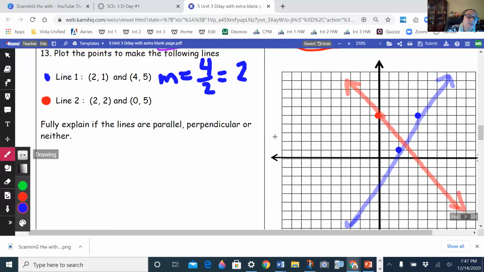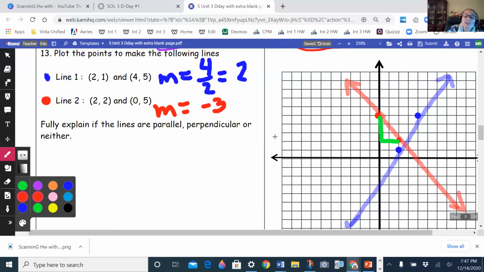Now I'm going to do the same for the other one. So here I have a point. Oops, I think I got rid of my point at 2, 2. So let me just get that point at 2, 2. Now when I'm doing this, I'm going down 1, 2, 3 over 2. So that means this slope is down 3, to the right 2.